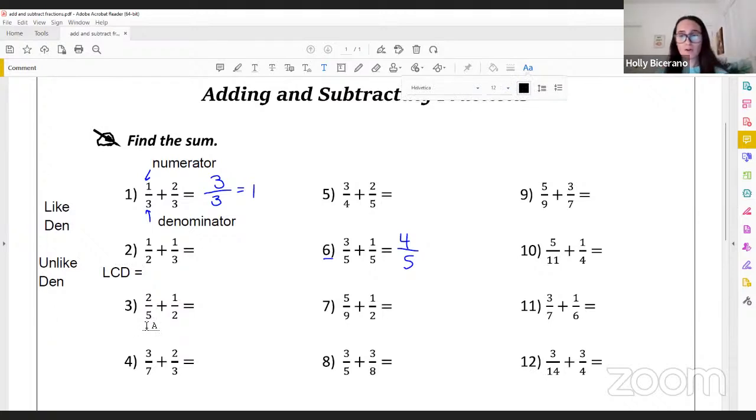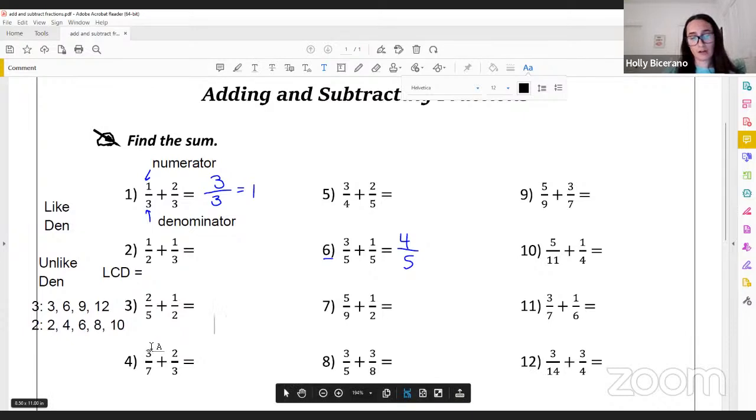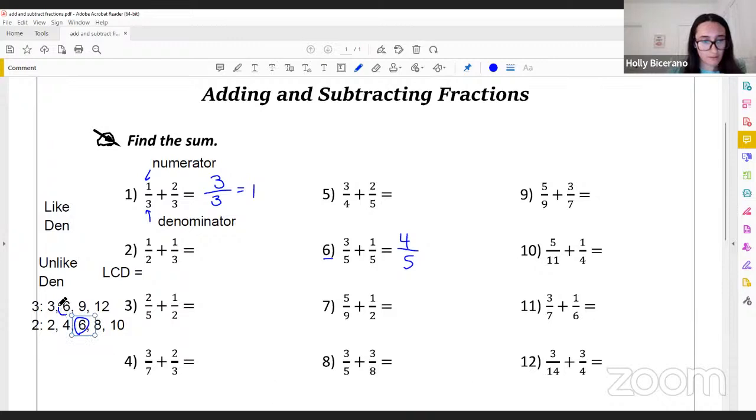So if you're thinking about multiples of 3, if you start to make yourself a list here, you would start with 3, then you have 6, then you have 9, then you have 12, and so on. You're just counting by 3s. And if you were to make a list of the multiples of 2, you would count by 2s. So you would have 2, 4, 6, 8, 10, and so on. So you're looking for the lowest one they have in common. And in this case that would be the 6. So the 6 is the LCD.